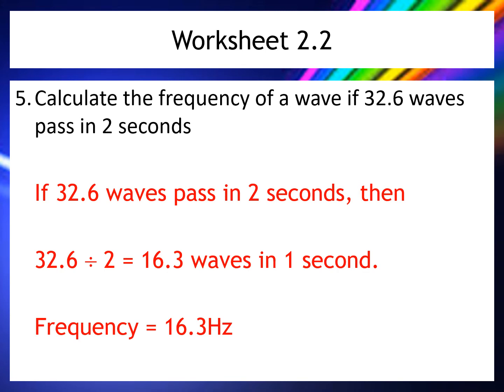In this question, we don't need to use an equation, we're just relying on our knowledge of the word frequency and what it means. So if frequency is the number of waves per second, and we know that 32.6 waves pass in 2 seconds, then we can work out that 16.3 waves pass in 1 second. This is the definition of frequency, so frequency equals 16.3 Hertz.